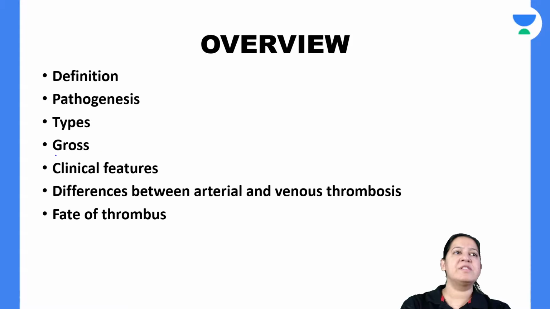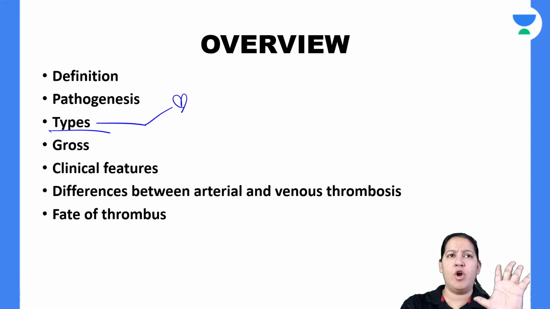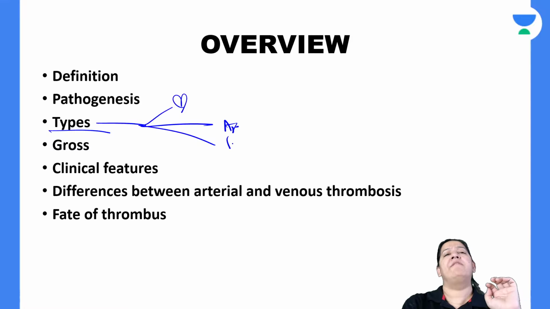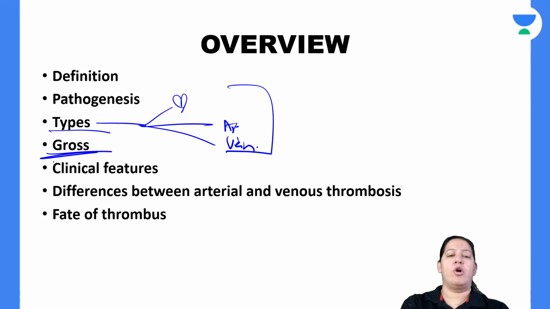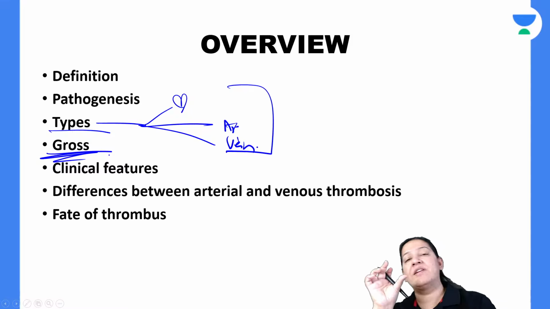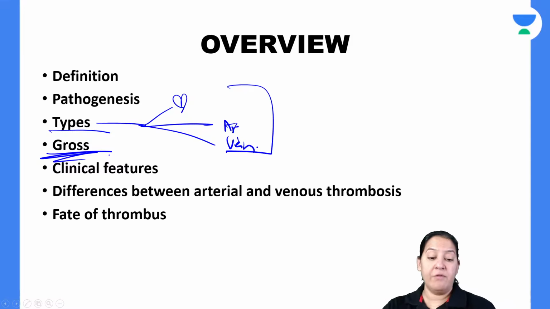So I will tell you the differences between the two types of thrombus. Basically, cardiac thrombi also occur, but they are not very common. The main ones are arterial and venous thrombus. So these are the three types of thrombus. Come on, the gross. Can you identify whether it is an arterial thrombus or venous thrombus looking at the diagram? What are the gross differences in the two types of thrombus?